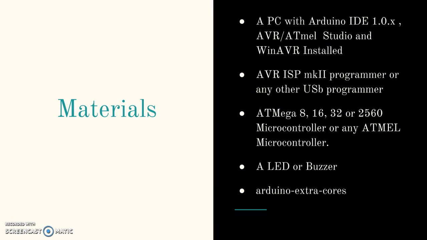The second is an AVR ISP MK2 programmer or any other USB programmer. I will be showing the images right after this slide. Then an ATMEGA 8, ATMEGA 16, ATMEGA 32, or ATMEGA 2560 microcontroller. I will be using the ATMEGA 16 microcontroller for the demonstration. An LED or a buzzer, I will be having a buzzer, and the Arduino extra core files. The links for the Arduino IDE, ATMEL Studio, WinAVR, and Arduino extra core files are provided in the description, so you can download them from there.